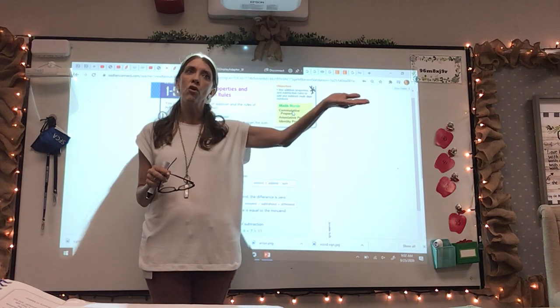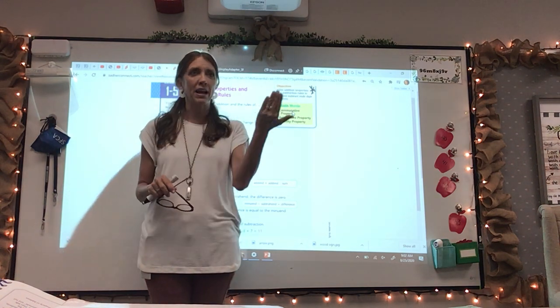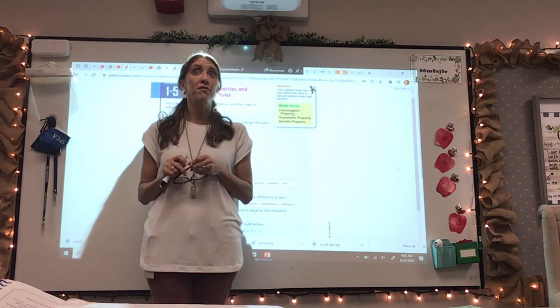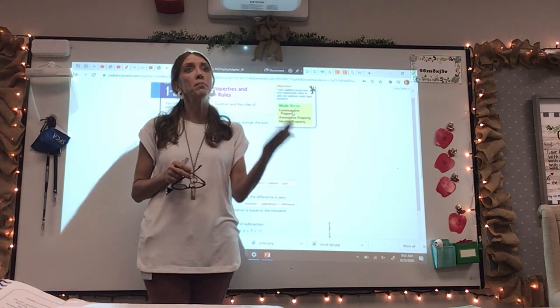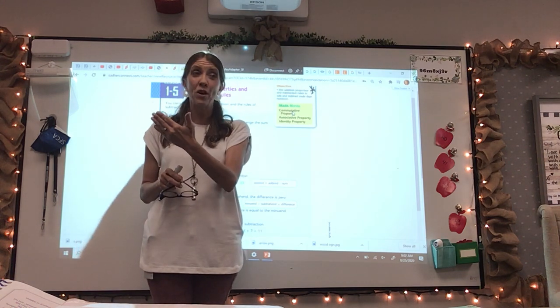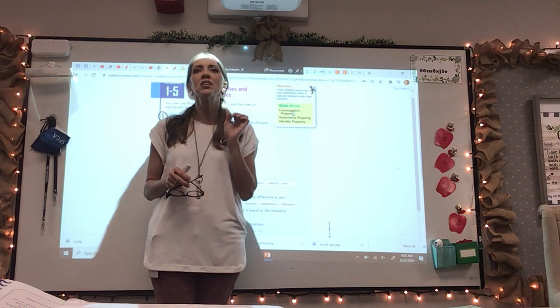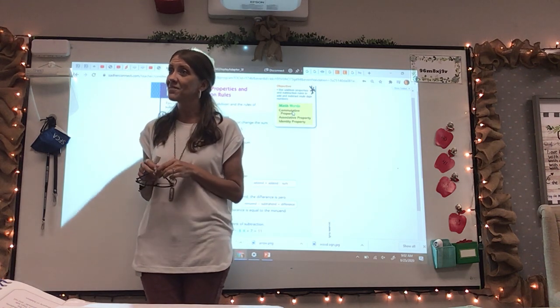I may live in Cape Coral, the school is in Fort Myers, so I might commute back and forth. Or some people live farther away. Maybe you have a job that's in Port Charlotte, and you commute back and forth. So you change your location when you commute. So what do you think the commutative property of addition is?